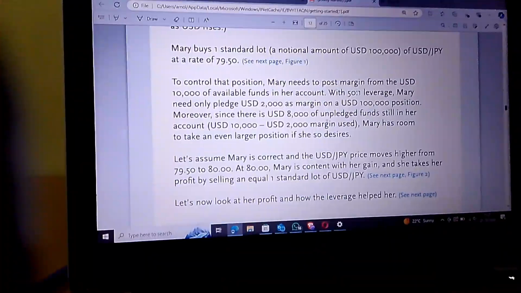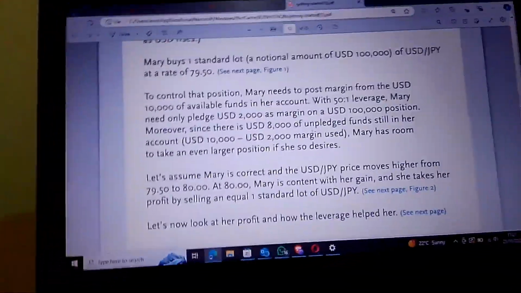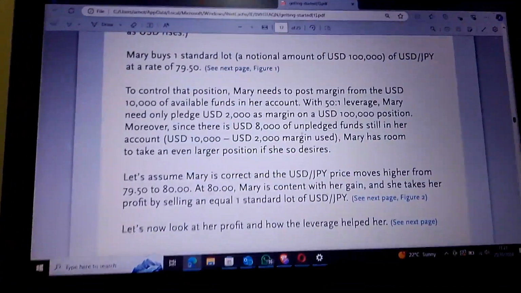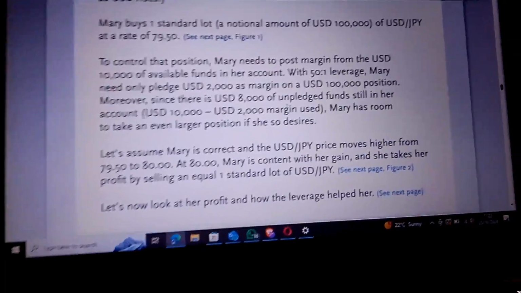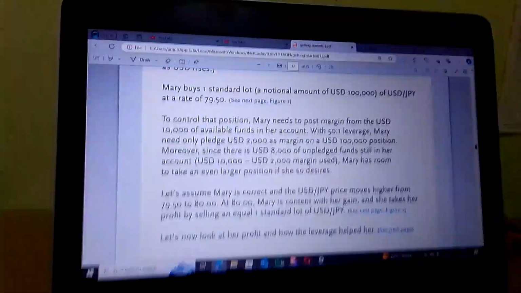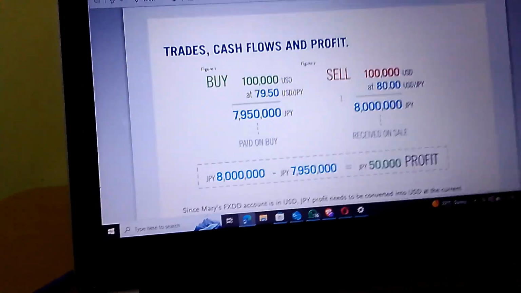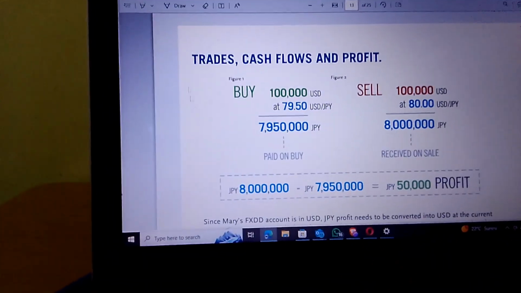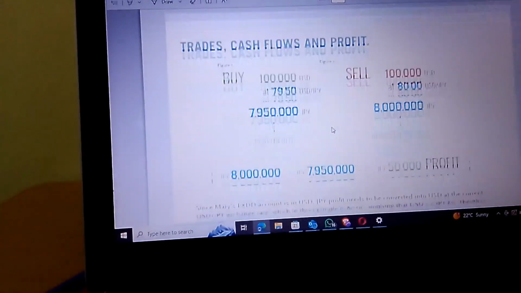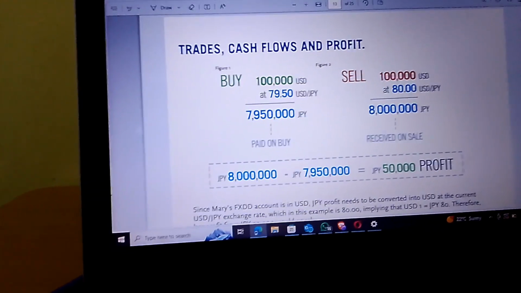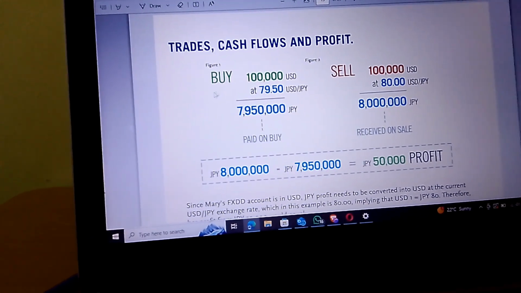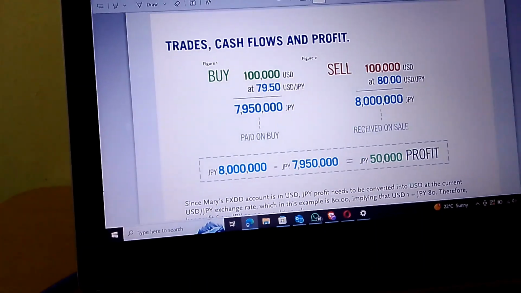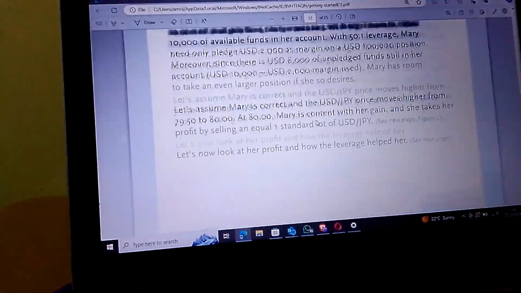So for a moment I was gone a little bit, but let's go on. We were saying that Mary buys one standard lot, a notional amount of 100,000 USD of USD JPY at a rate of 79.5, and we've been referred to a figure. This one's figure 1. So she buys it at this part. So we see she buys 100,000 USD at 79.50 USD JPY. That converts to 7.95 million JPY. Okay, paid on buy.